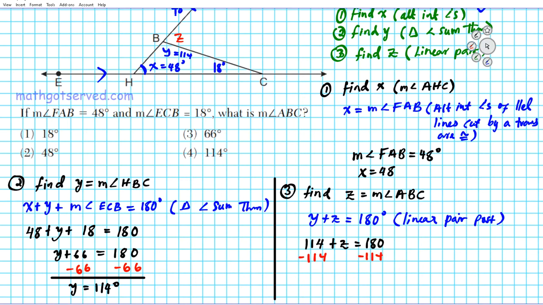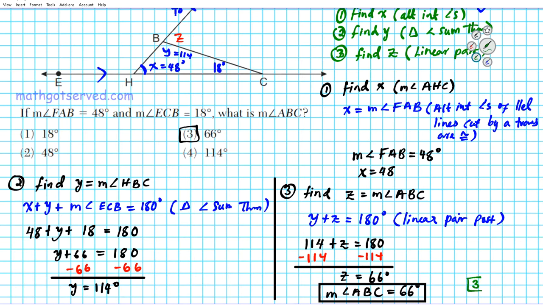Bam, bam. And then our final answer, z, is equal to 66 degrees. Okay? So basically the measure of angle ABC, what we're asked to look for, which is the same thing as z, is 66 degrees. Ladies and gentlemen, the answer to question number 1 is option number 3. That's your answer right there. Okay?